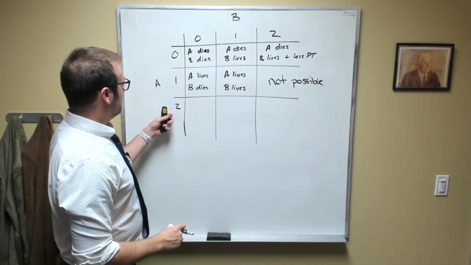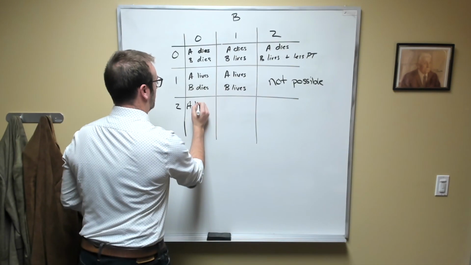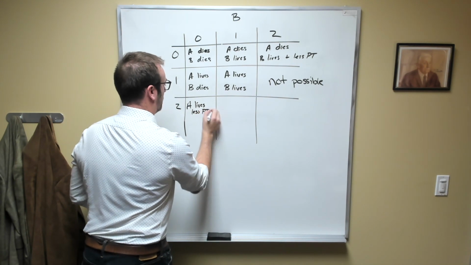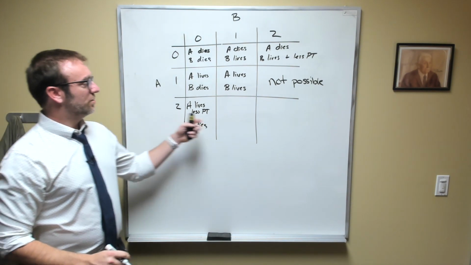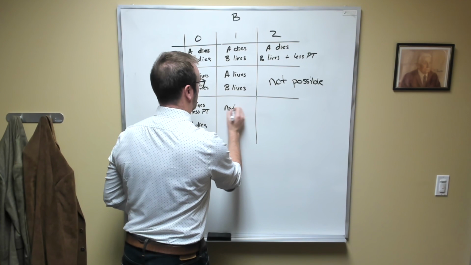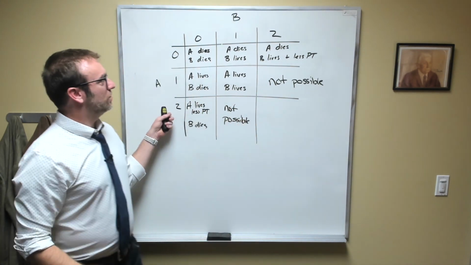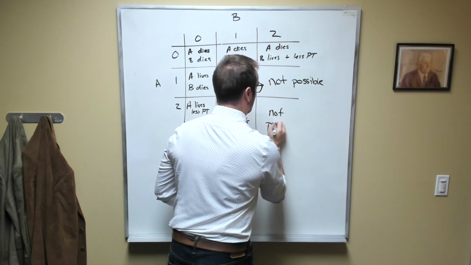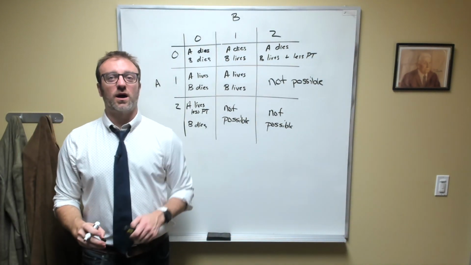Now, if A gets 2 doctors and B gets 0, A lives and has less PT, but B dies. If A gets 2, B cannot get 1. So this is not possible. And again, 2 and 2 for both is similarly not possible, given the constraint that there are only 2 doctors available.